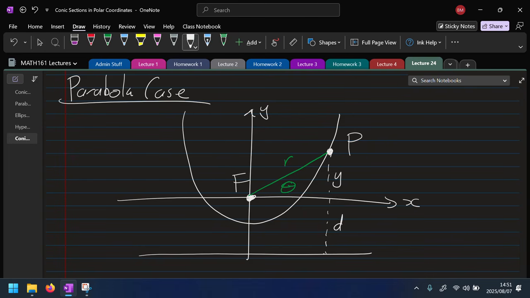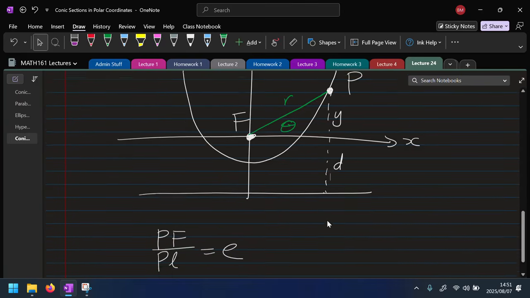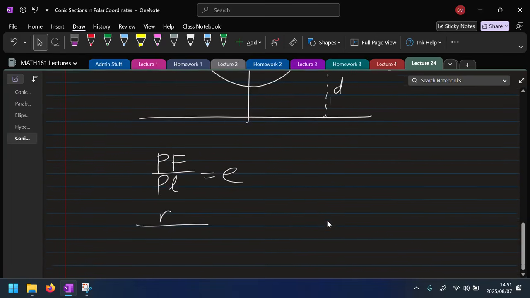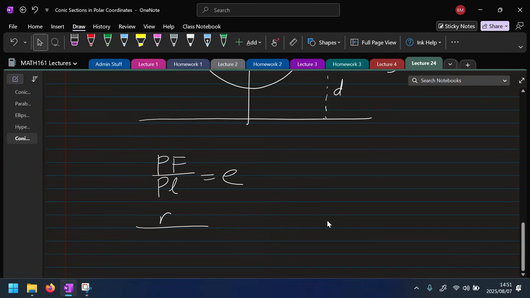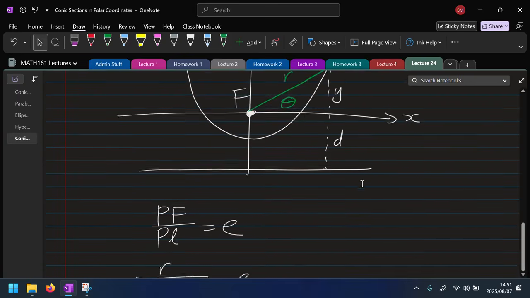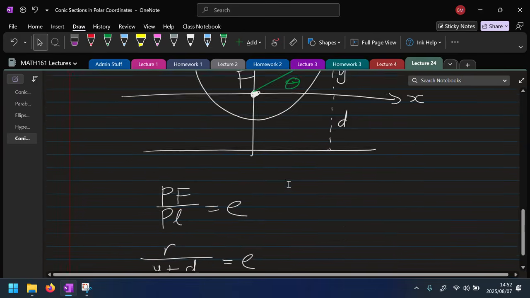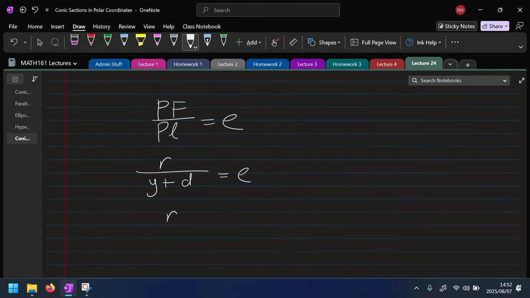Let's just call that D. Okay. So this y part, that's going to be r sine theta, and then this distance here, I'm just going to call that D. Okay, so the total distance, that will be the y part, plus D. But the y part, that is going to be r sine theta. Okay, so we end up with that.